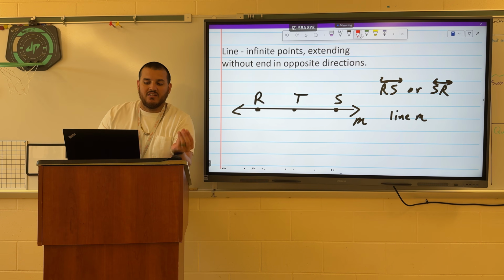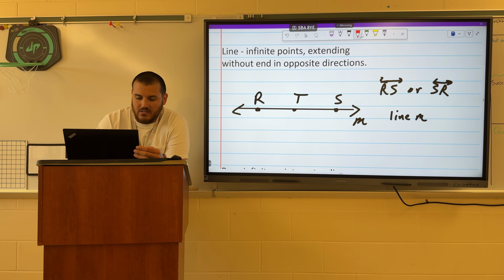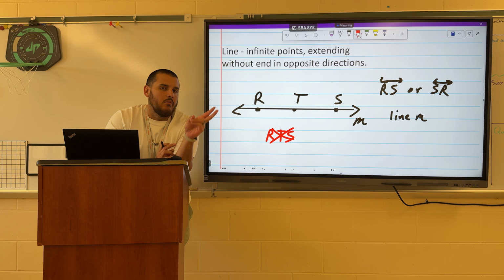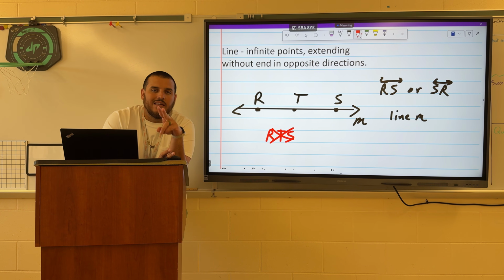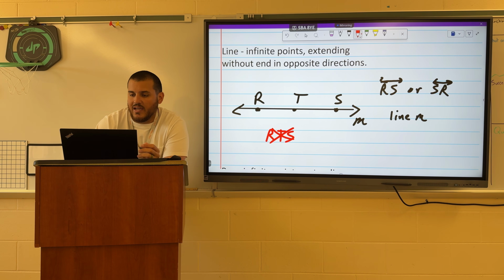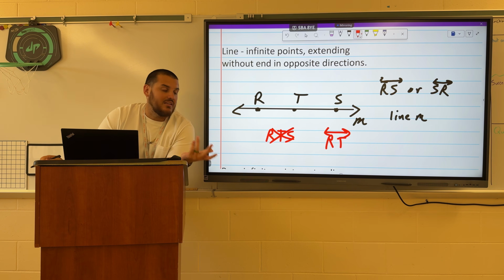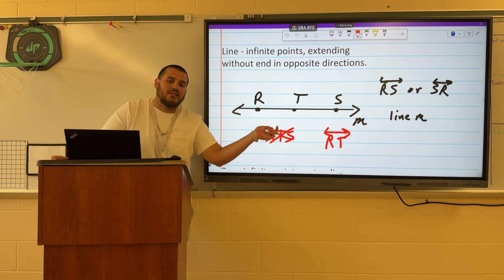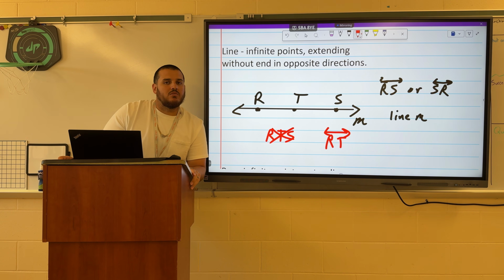What we cannot do is use 3 points to name it. So I would not call this line RTS. Remember, you only use 2 points to name the line. When you have more than 2 labeled, you just have the freedom to use any 2 points that you want to name the line. So with the point T on there now, I'm free to call this line RT, or line TR, or line TS, or line ST, in addition to the 2 names that we gave it earlier.